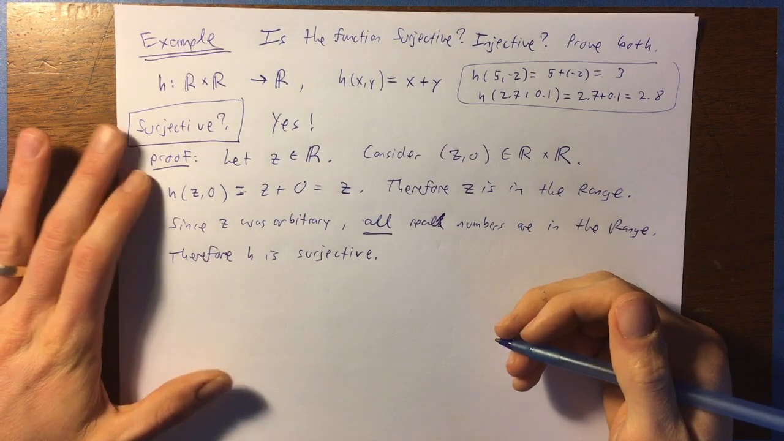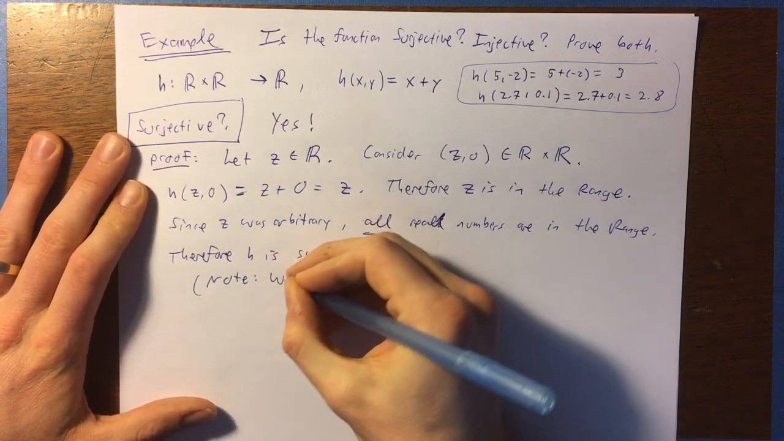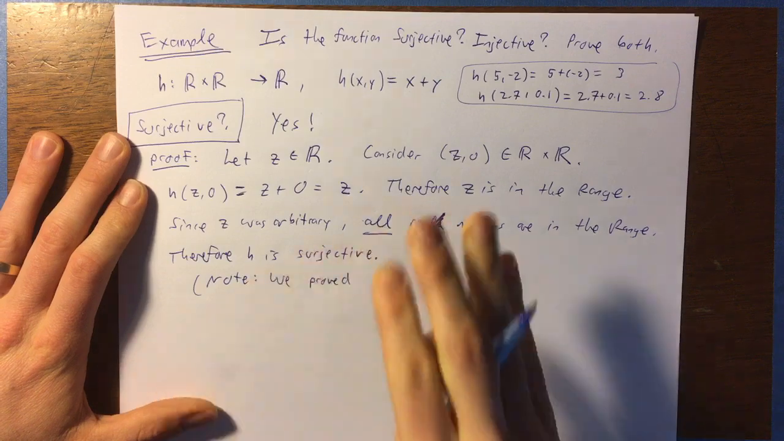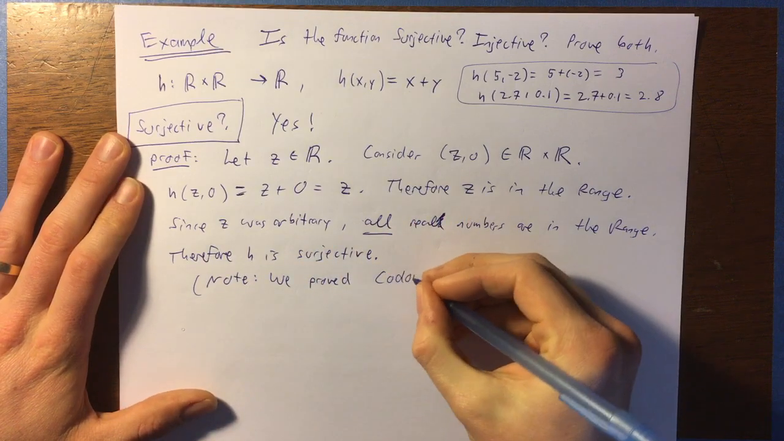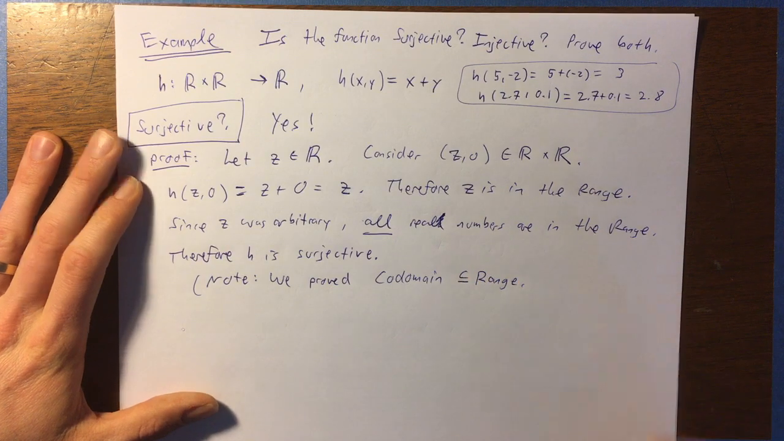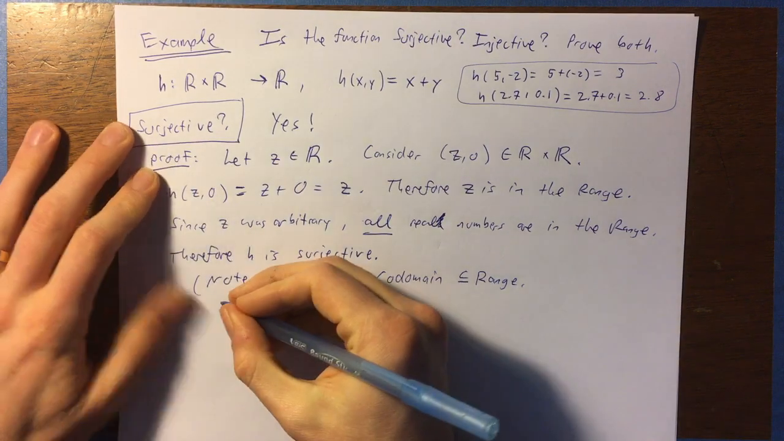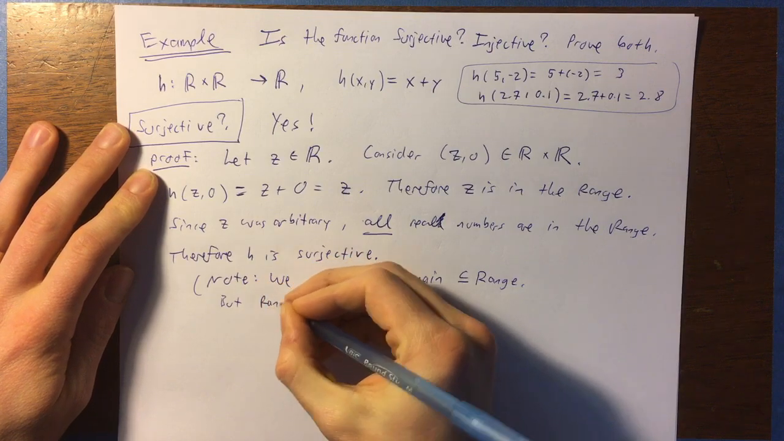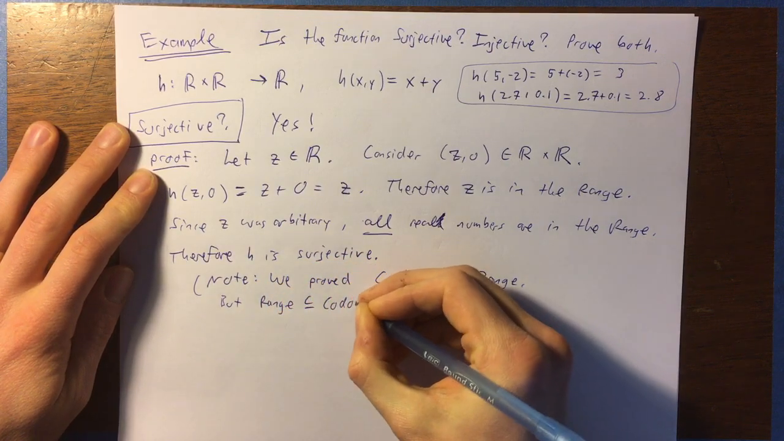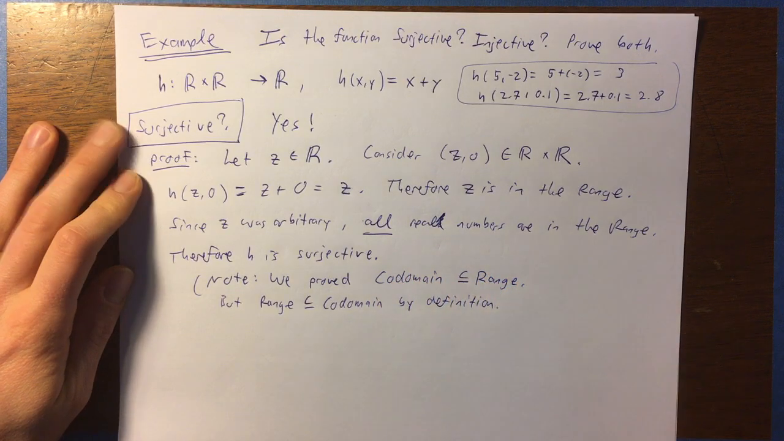So there we go. Now, I want to make a note here, just kind of an aside. What we proved here was, strictly speaking, that the codomain, which is the set of real numbers, is a subset of the range. Because we proved that any element of the codomain must be an element of the range. That is one directional: proving that the codomain is a subset of the range. But the range is a subset of the codomain, basically by definition. The range is always a subset of the codomain.